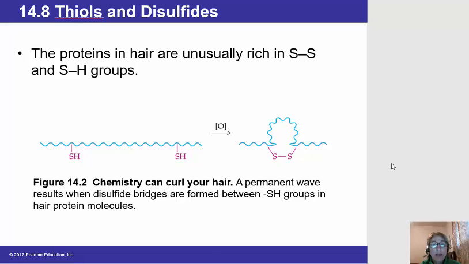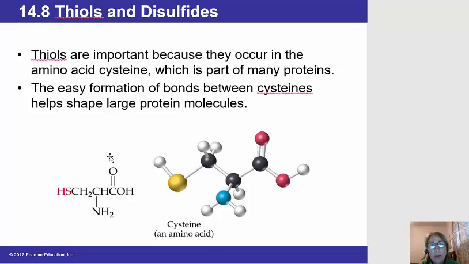And just FYI, we use this ease of thiol oxidation to perm or to straighten hair. So hair is made up of protein, basically, and one of the amino acids that is prevalent in hair is cysteine. And cysteine has a thiol group in it.